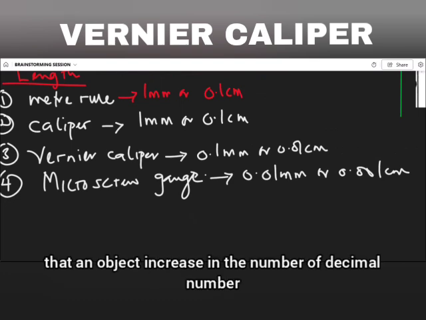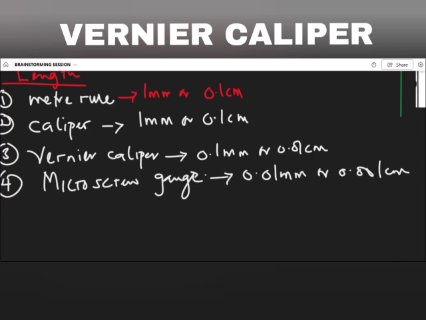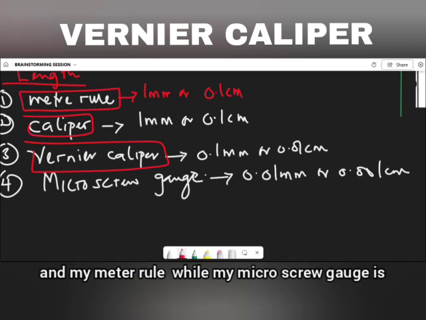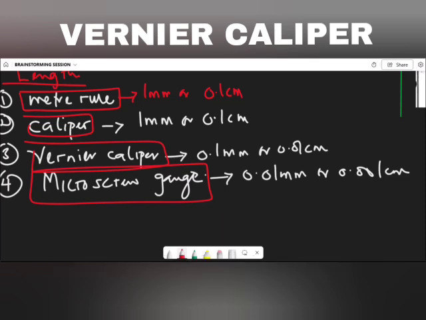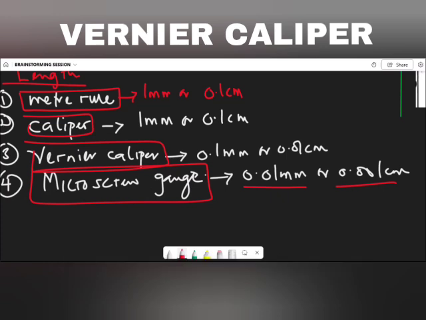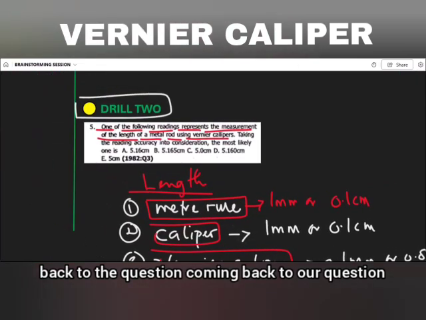So when you observe that an instrument increases in the number of decimal places, that determines the accuracy of that instrument. That means my Vernier Caliper is more accurate than my caliper and my metal rule, while my micro screw gauge is the most accurate instrument used to measure length because it has the highest number of decimal places. So let's go back to the question.